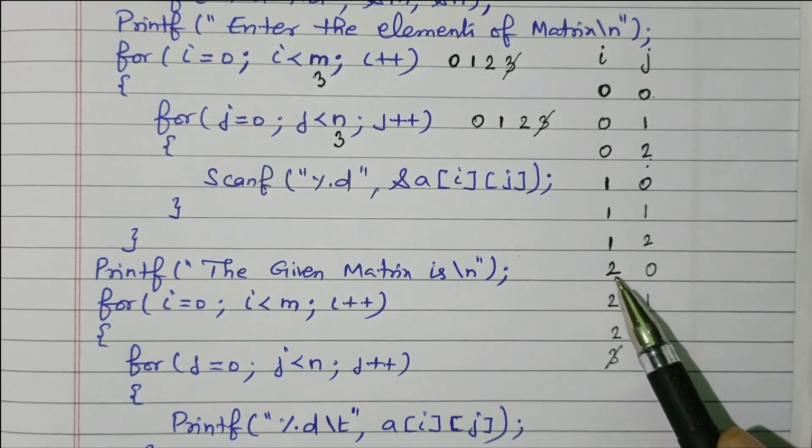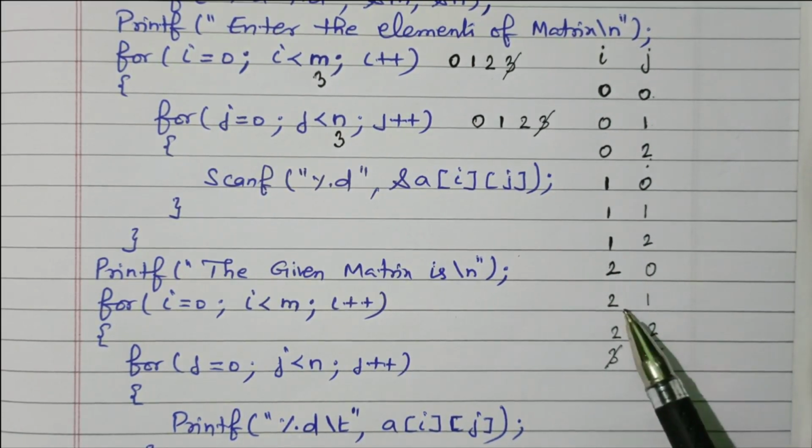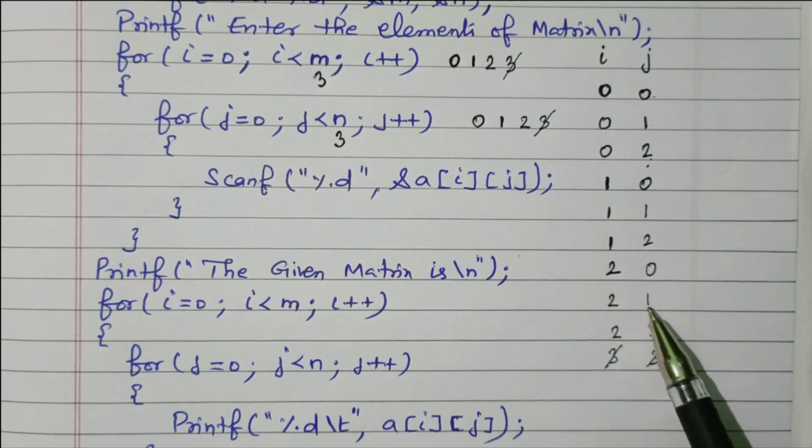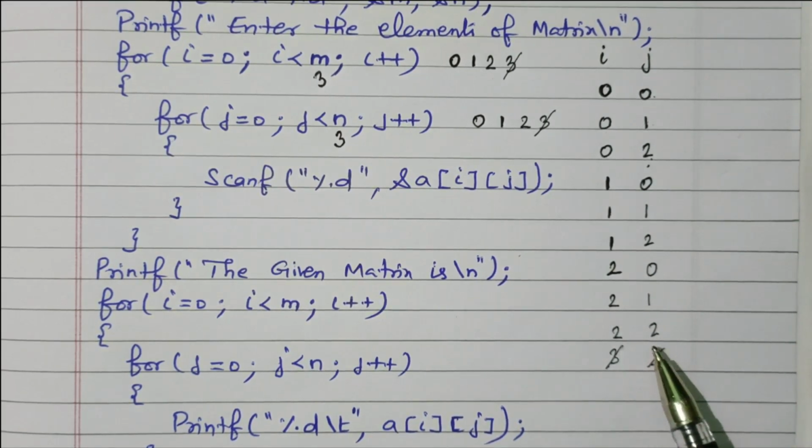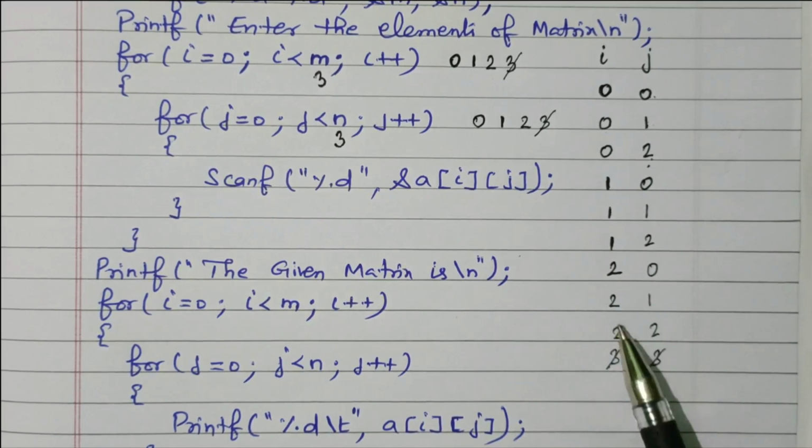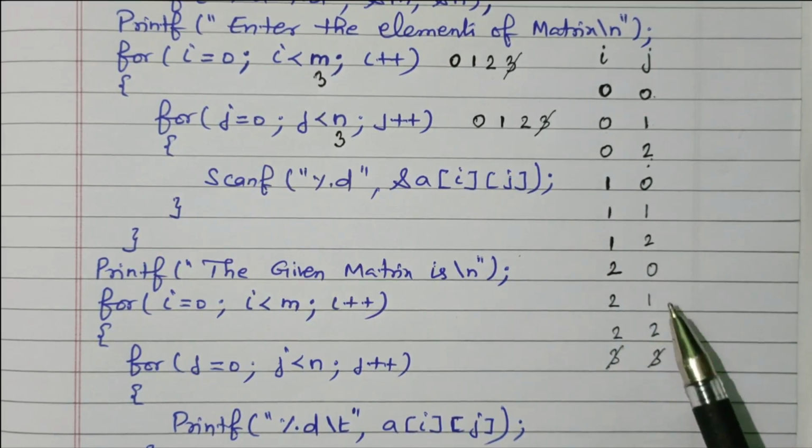See this, the 7th element is stored in 2, 0. The 8th element is stored in 2, 1. The 9th element is stored in 2, 2. What does that indicate? This 2 indicates the third row. This 0, 1, 2 indicates the first column, second column, third column, right?